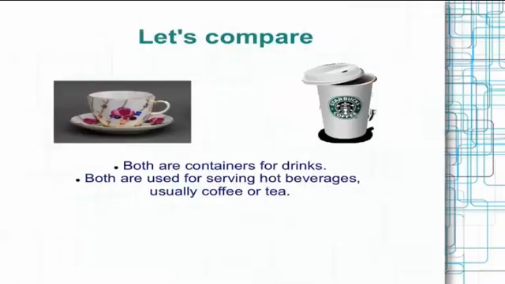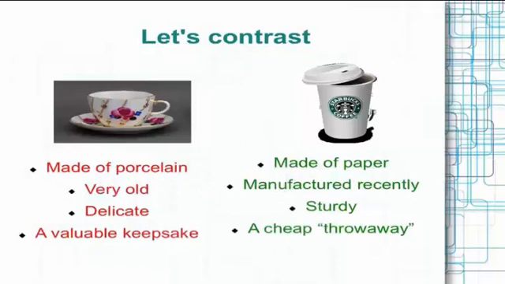So let's take an example here. We've got a porcelain cup and we've got a paper cup from Starbucks. Now, you can compare them. Both of these are containers that hold beverages, drinks. Both are usually used for serving hot beverages, usually coffee or tea. So there's an area of comparison between those two. But we can also contrast them.